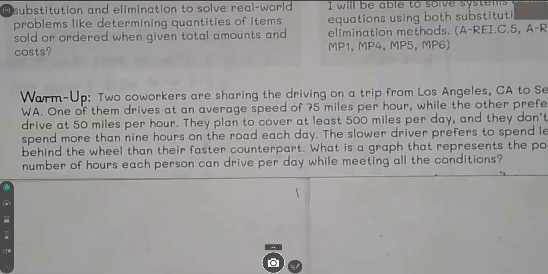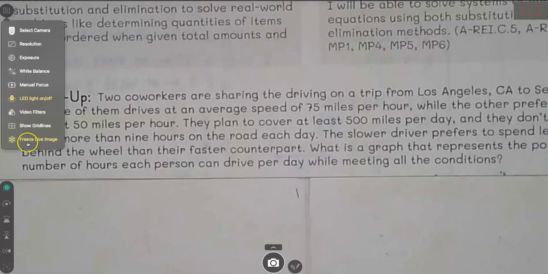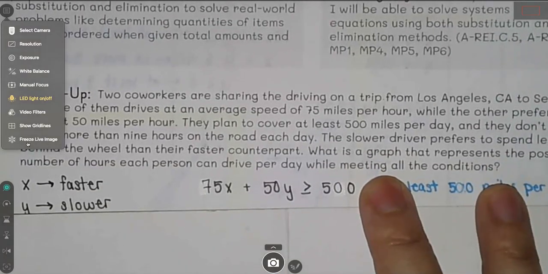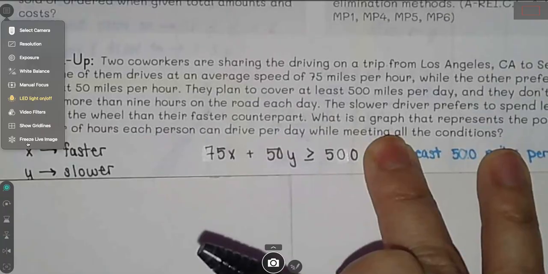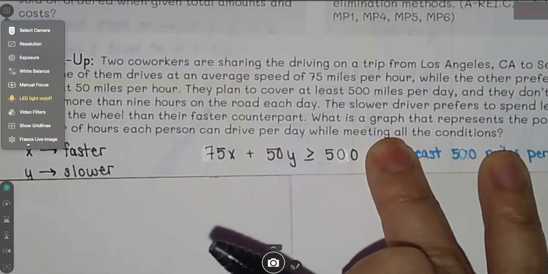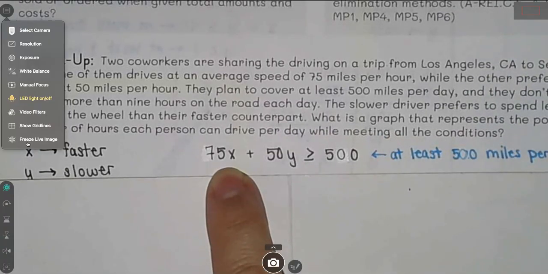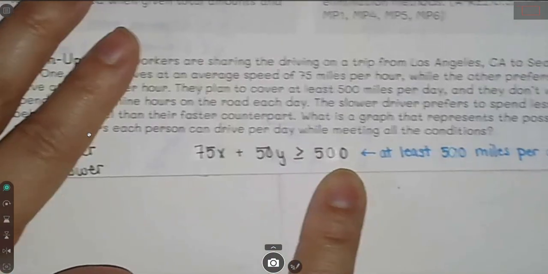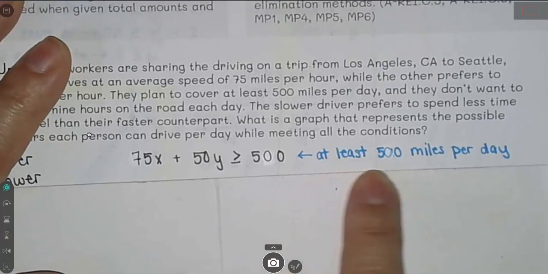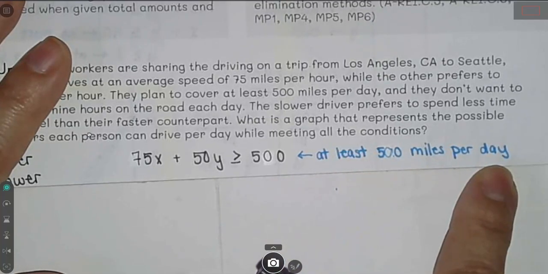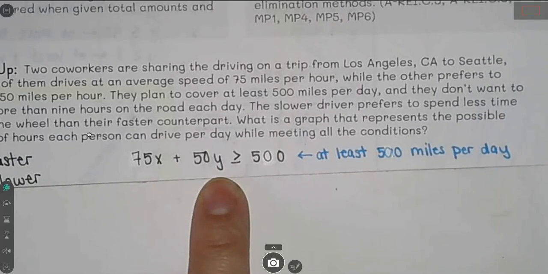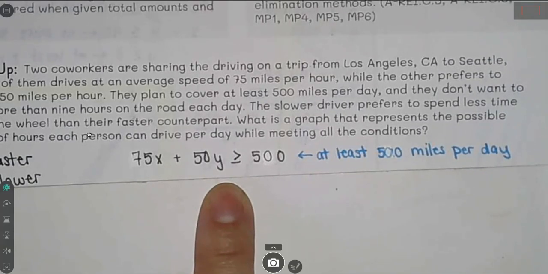Good job. All right, so the first one we have, by the way, I'm using X for faster and Y for slower. So 75X plus 50Y is greater than or equal to 500, and that indicates that they're driving at least 500 miles per day. X is driving at 75 miles an hour. Y is driving at 50 miles an hour, on average.